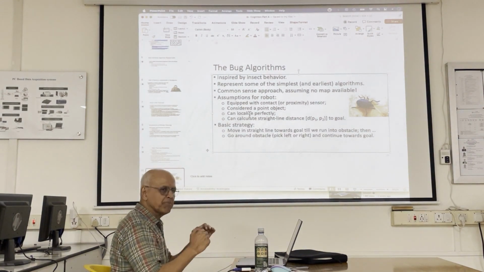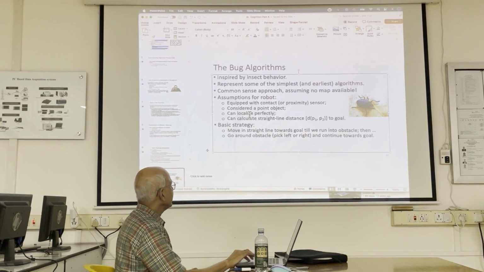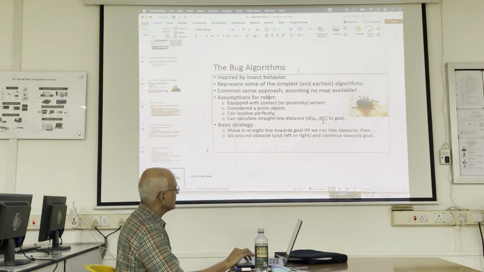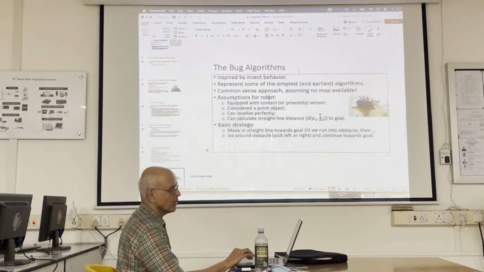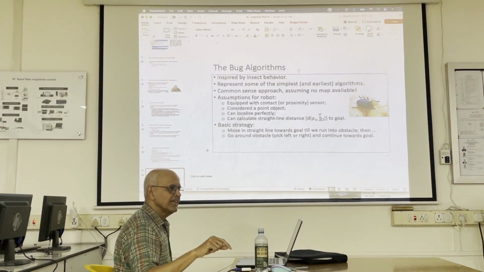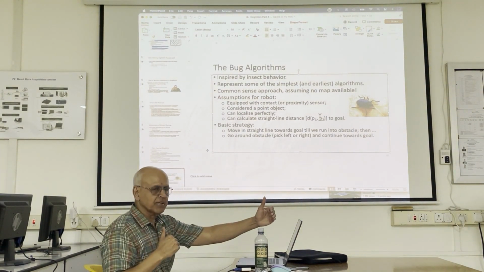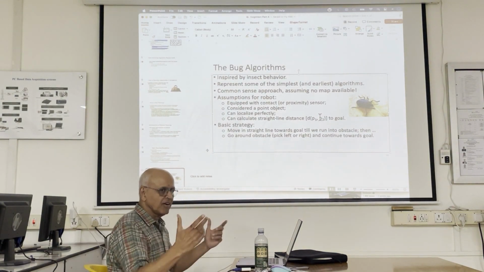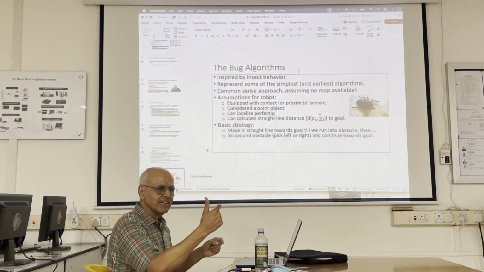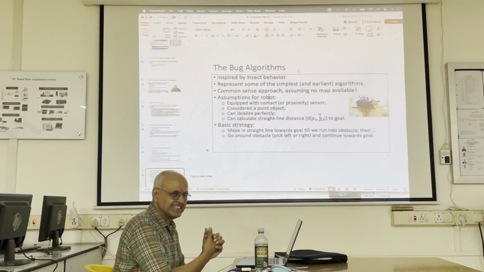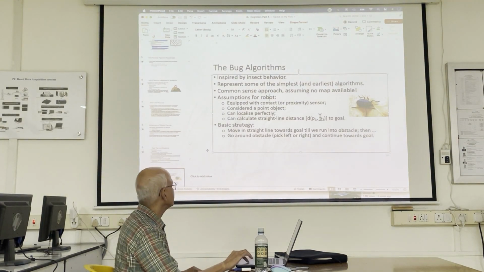So we assume the bug precisely knows where it is. It's able to figure out the distance between its current location and the goal, always. As it moves, it's able to figure out, I'm 10 meters from the goal. So it has that ability. Bugs don't have it, but the robot version of that is able to calculate this.